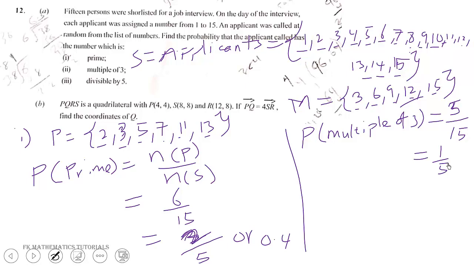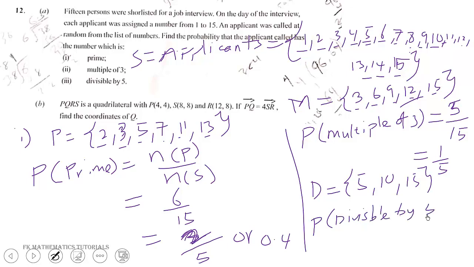And the probability that the number is divisible by 5. So divisible by 5, 5 is divisible by 5. So we have 5, we have 10, we have 15. So 3 of them. The probability of the number being divisible by 5 is equal to 3 over 15, which is 1 over 5. Thank you.